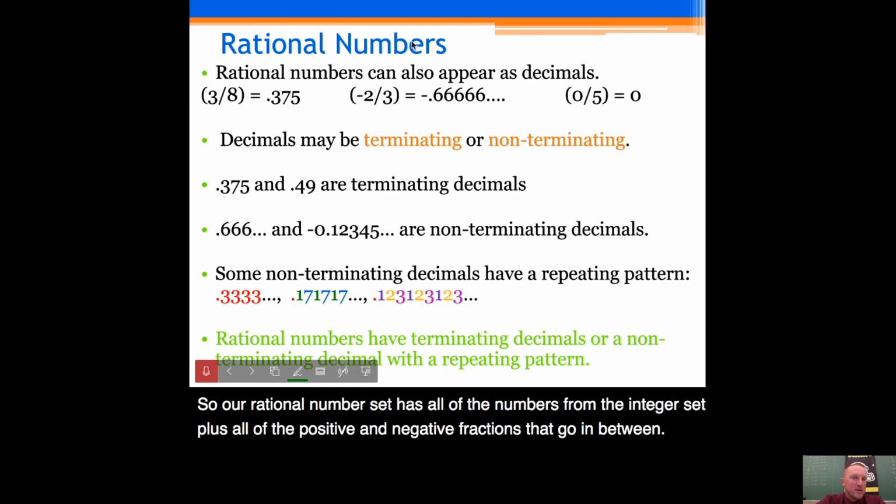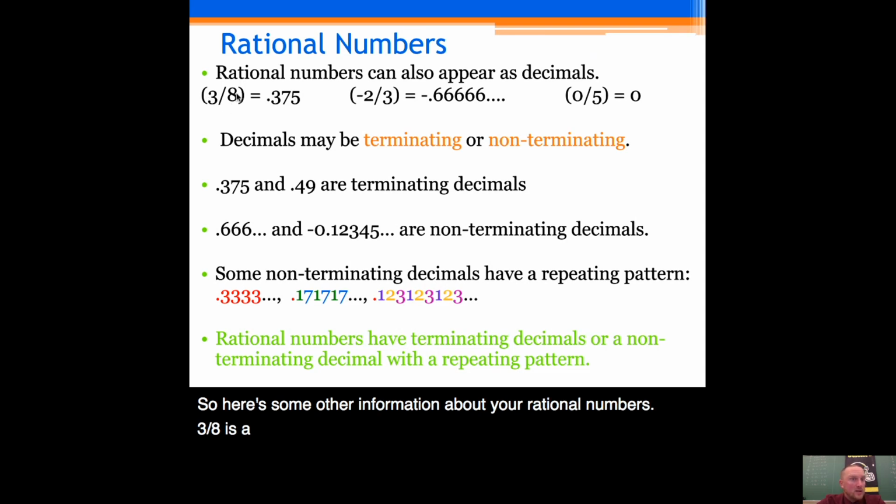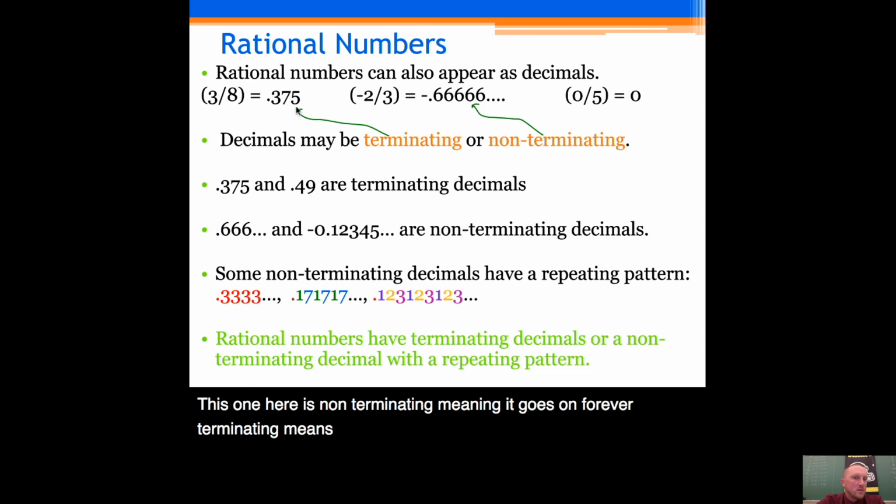So here's some other information about your rational numbers. 3/8 is a number that can be written as a fraction. Its decimal equivalent is 0.375. Negative 2/3 is negative 0.6, repeating forever. Notice how these decimals terminate. This one here is non-terminating, meaning it goes on forever. Terminating means it stops.